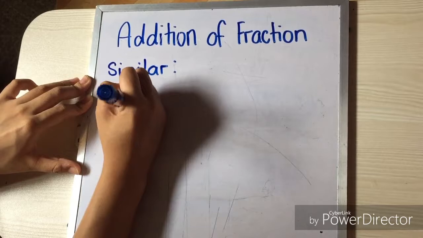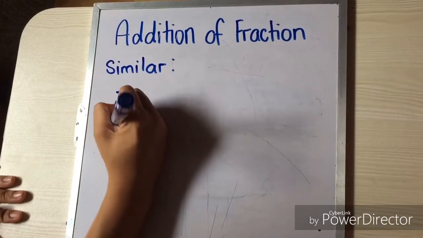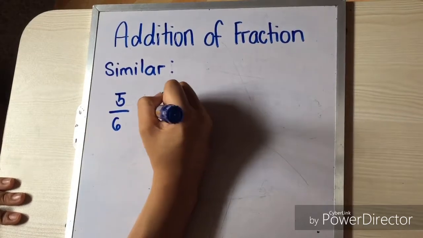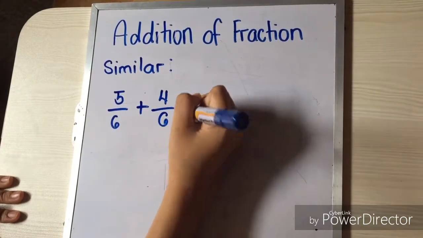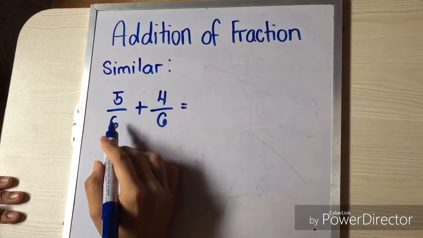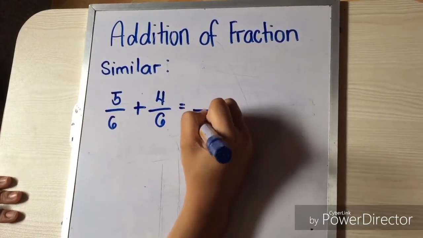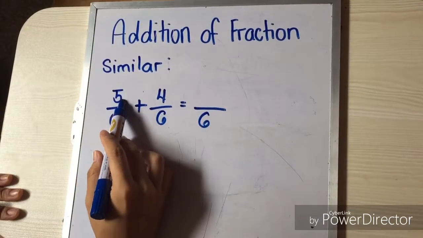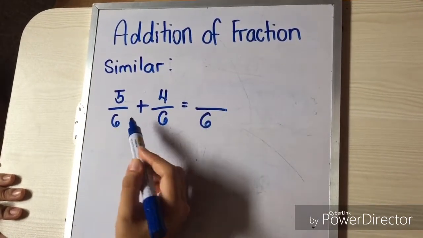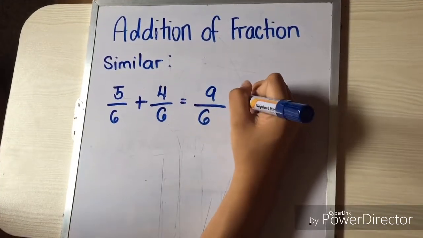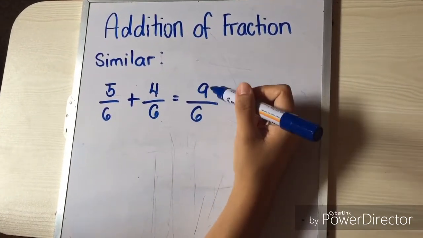In this video, I will show you how to add similar fractions. Our given is 5 over 6 plus 4 over 6. Since they have the same denominator, just copy the denominator, 6, and then add the numerators. 5 plus 4 equals 9. And if the answer can be simplified, then reduce it to the lowest term.